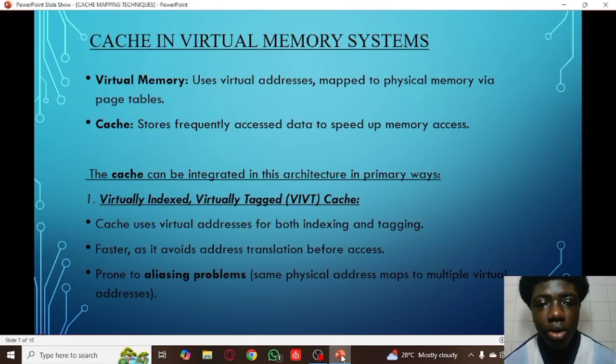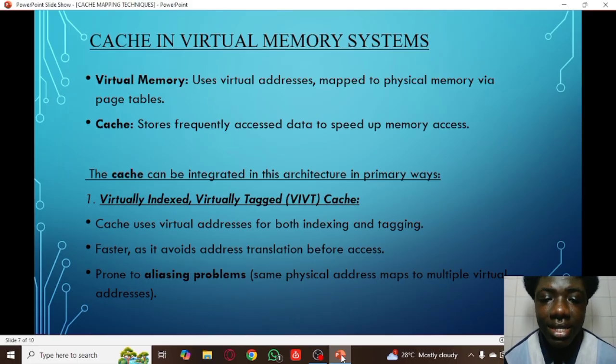Now to the cache in virtual memory system. Virtual memory uses virtual addresses mapped to physical memory via page tables, where the page table is a data structure that maps virtual addresses used by processes to their corresponding physical addresses. Cache. The cache stores frequently accessed data to speed up memory access. The purpose of virtual memory is to extend the apparent size of main memory by using disk space as an extension of the random access memory, the RAM. And the purpose of the cache is to speed up data access by storing frequently used data closer to the CPU.